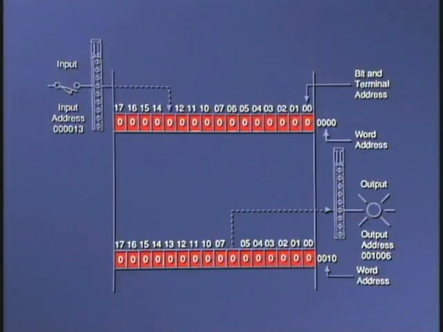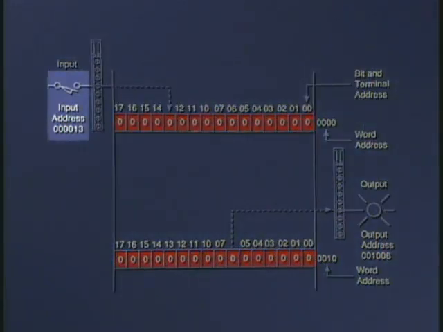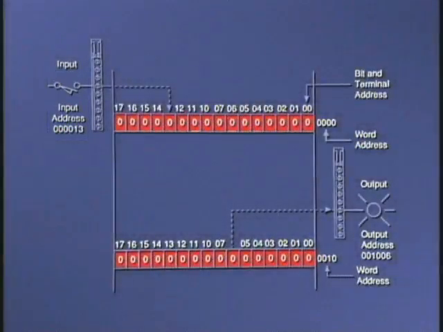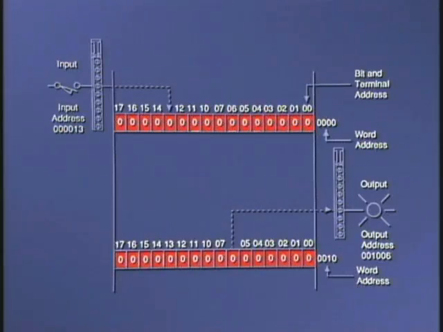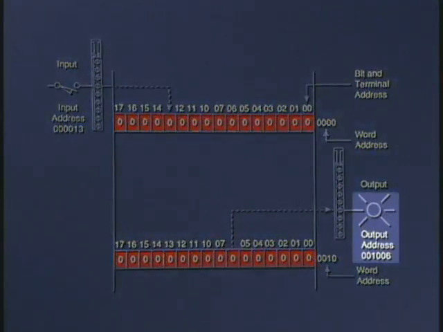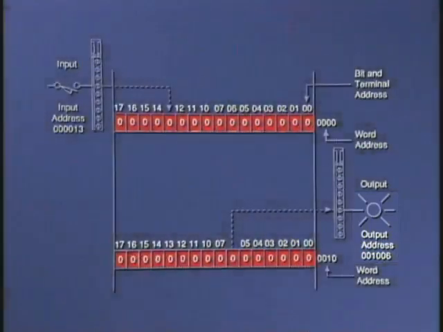Now let's review from the top a simple example of I/O and memory interaction to finalize this training session. Let's assume that we have a limit switch connected to a discrete input module having an address 000013, which is mapped, according to our previous memory map, to word 0000 in the input table, and that we also have a pilot light connected to a discrete output module's terminal, which corresponds to address 001006, which is mapped to output table word 0010 bit or terminal 06.